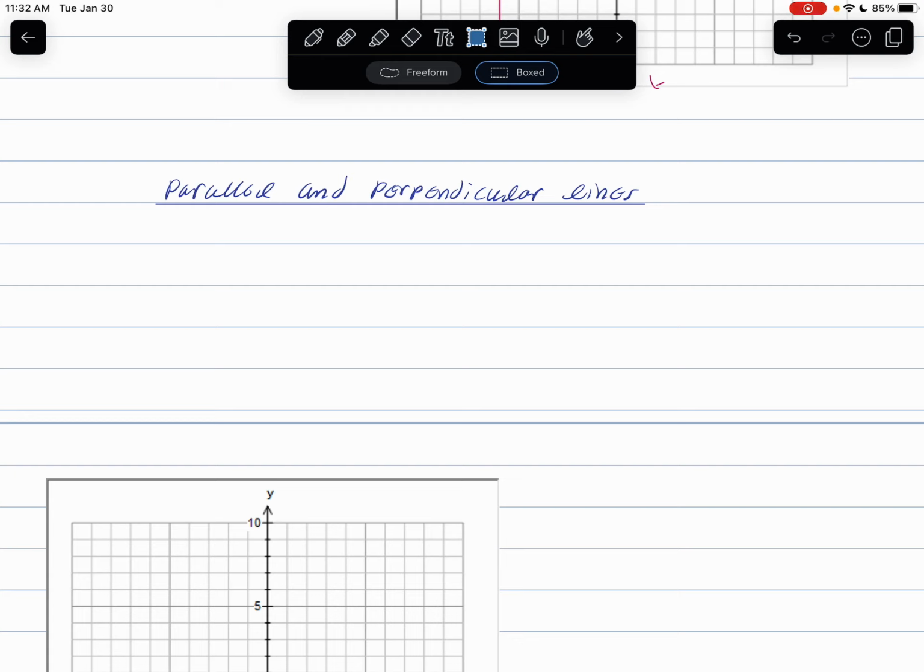So let's go ahead and talk about just exactly what parallel and perpendicular lines are. Let's say we're given just some line, y equals mx plus b, okay? So if we want to find the equation of a parallel line, the equation of a parallel line will be of the form y equals mx plus c, where b and c may be different, okay? But what's important is that they have the same slope, okay? So the slope is the same.